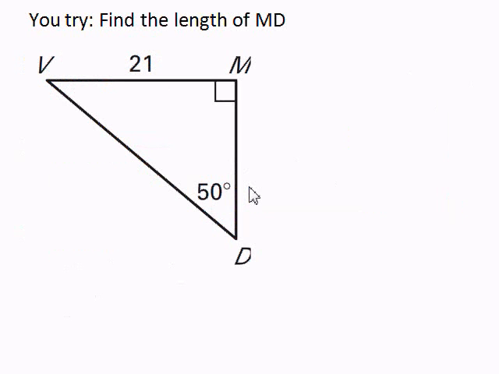Go ahead and on your own, try to find the length of MD. Again, the way you're going to start this out is you're going to look at the angle you're given and figure out whether MD is the opposite, adjacent, or hypotenuse. Look at the other side you're given and decide whether you can use sine, cosine, or tangent. Go ahead and try that on your own and press play when you're ready to see the answer.